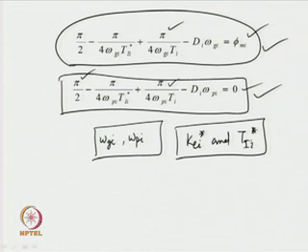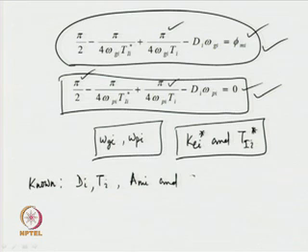What are known in the equations? The time delays d i's are known. So, let us separate out the known and unknown parameters. Known parameters are d I, t I and a m I, the gain margins, and the phase margins phi m I. What are the unknowns?